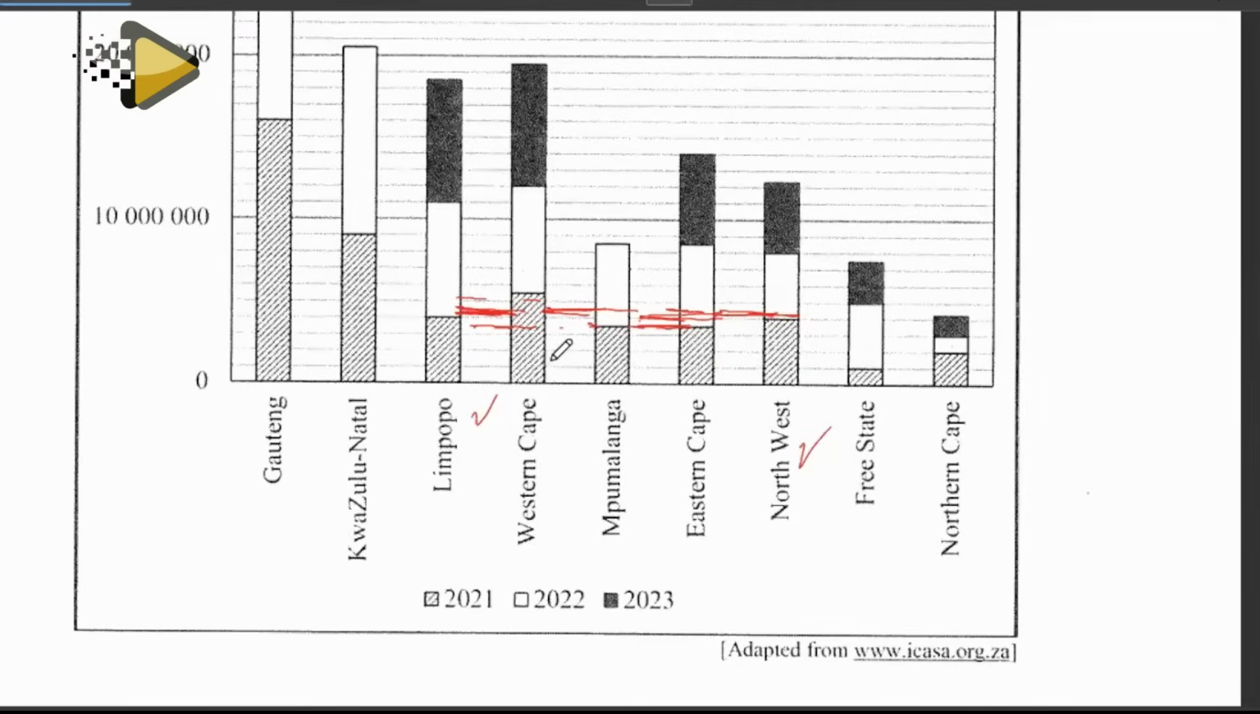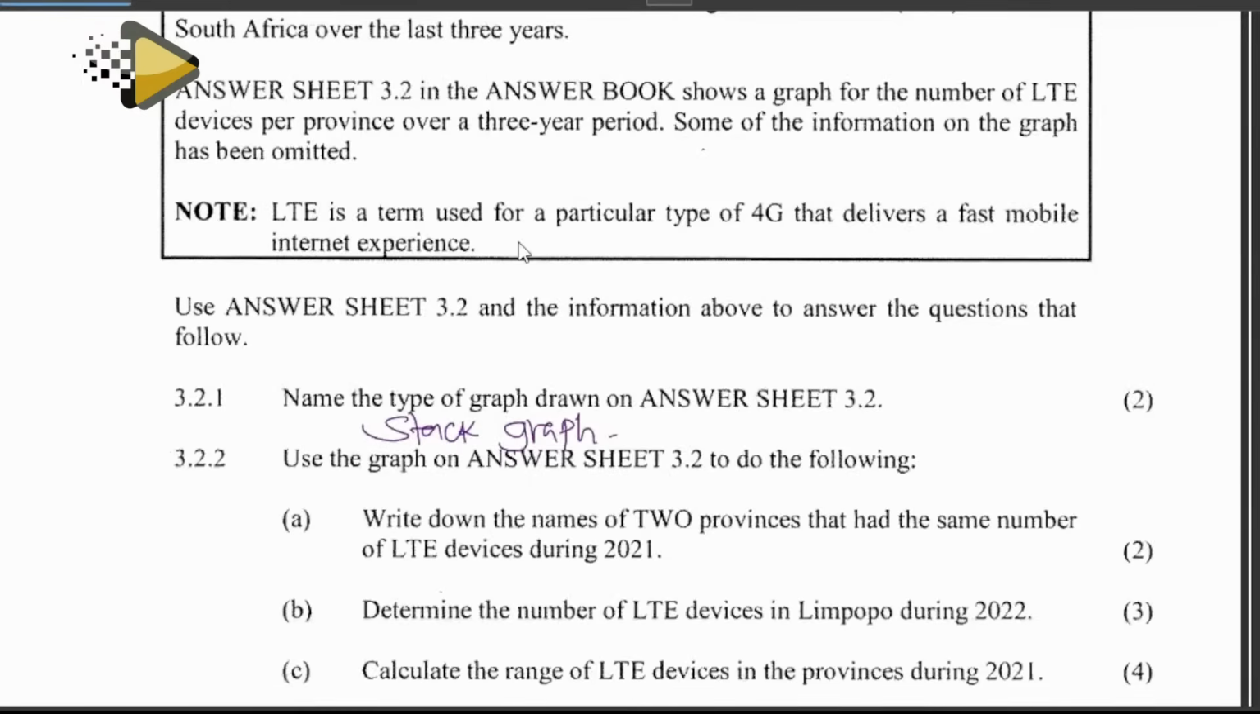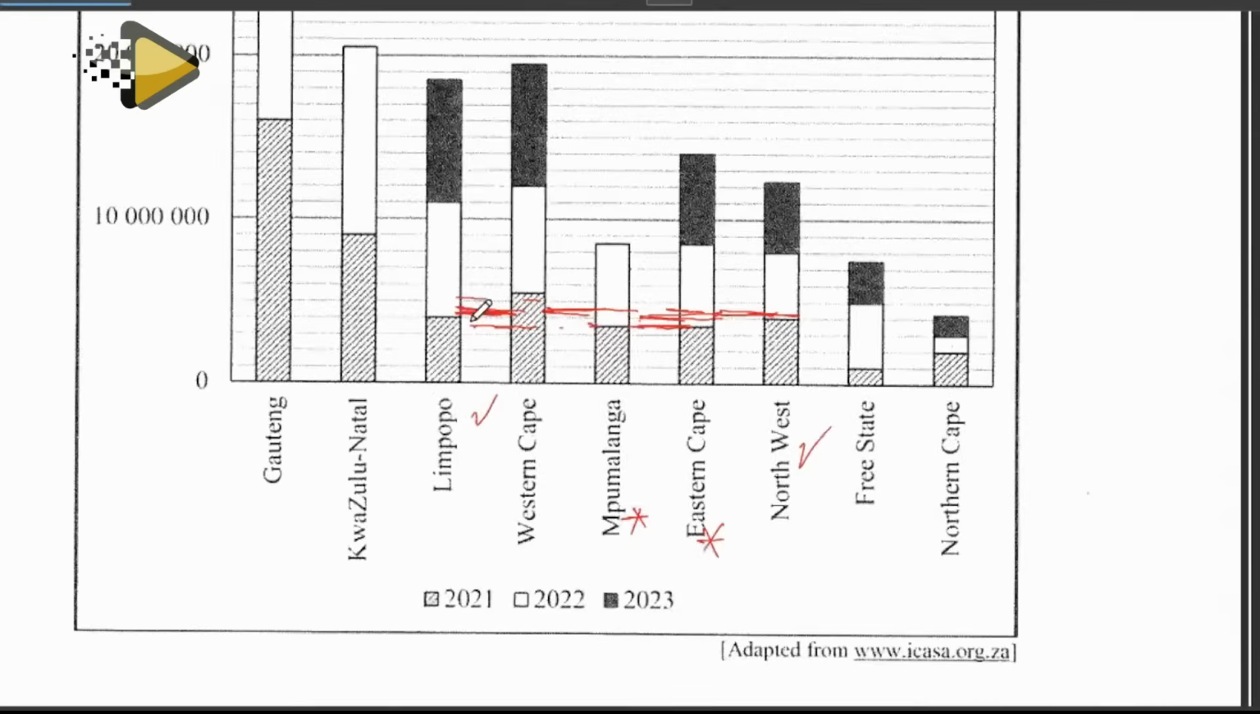All right. What we shall see here, we see that there are two pairs of provinces. When you look very well, we have Limpopo and Northwest, then Eastern Cape and Mpumalanga. So here we are saying, write down the names of two provinces that have the same number of LTE devices during 2021. Remember, 2021 is the one which is shaded with these lines. That's 2021.